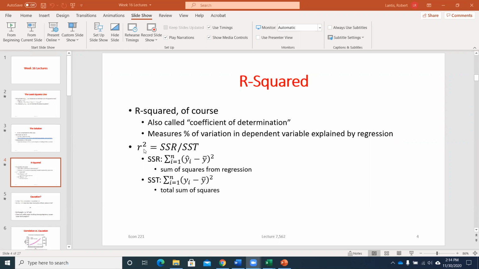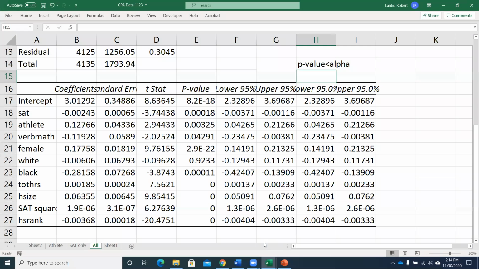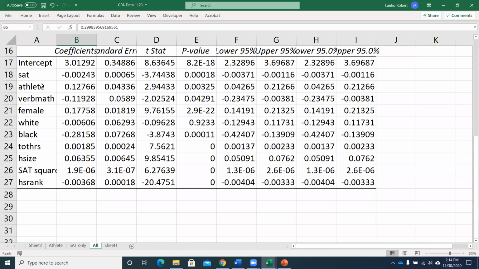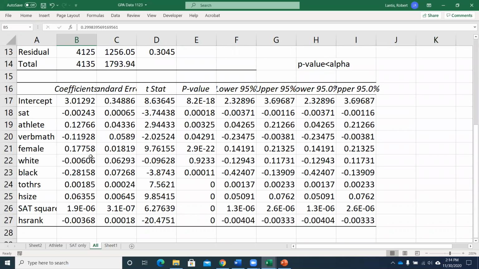Now, usually we can think about this as a percent as well. If the output here for our R squared is 0.29, that means the proportion of the variation we're explaining is about 0.3, or we explain about 30% of the variation in GPA with these control variables.